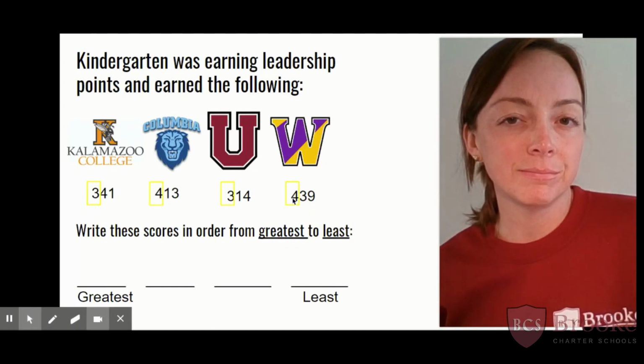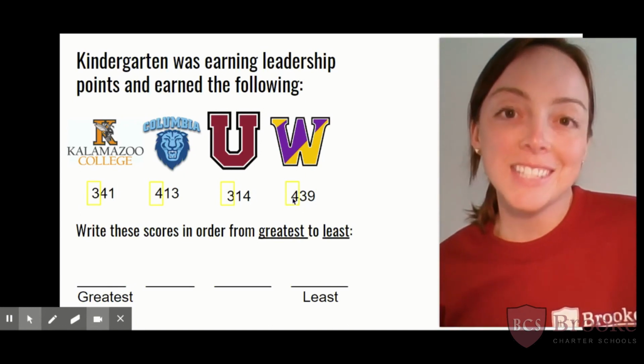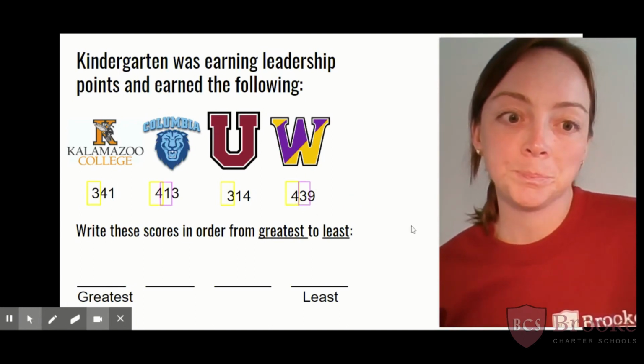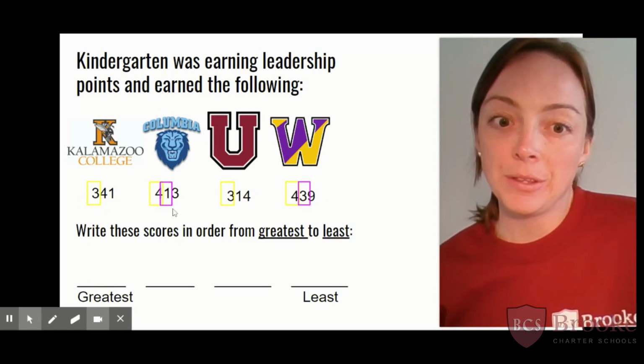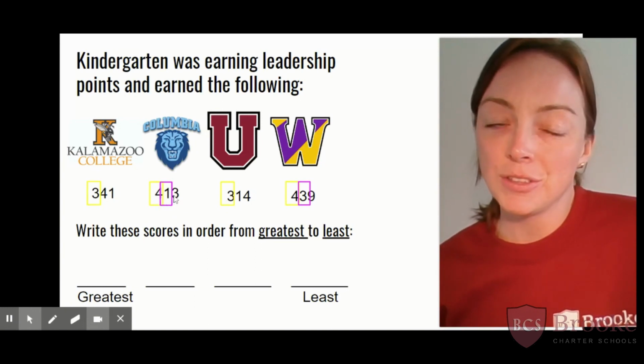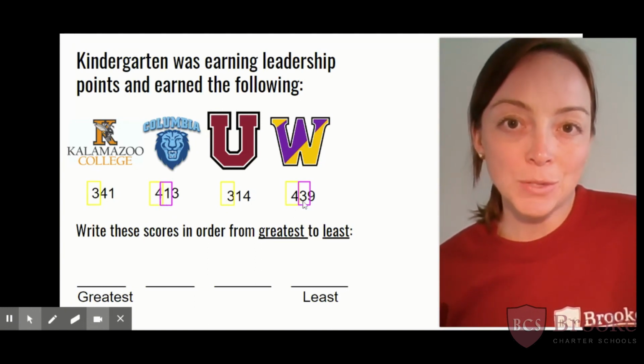Tricky. I guess we'll have to check the tens place. I know the numbers in the 400s are more than the 300s, so let's start with who has the greatest. 413 or 439? Who has more tens?